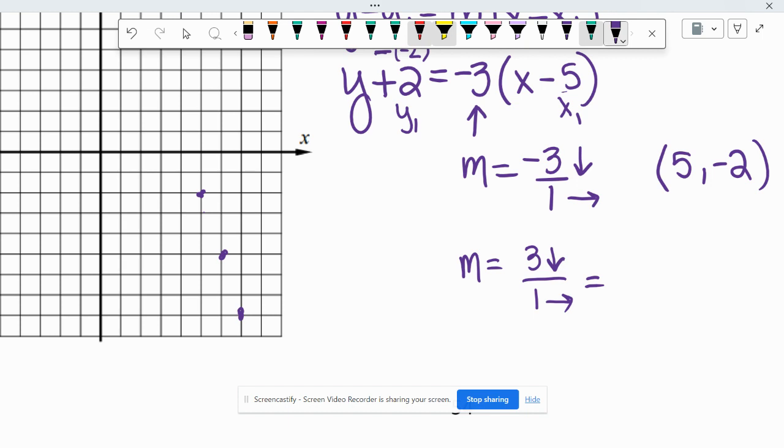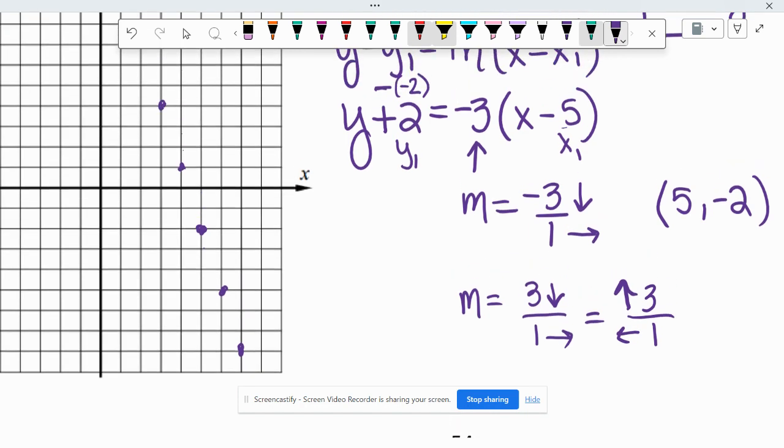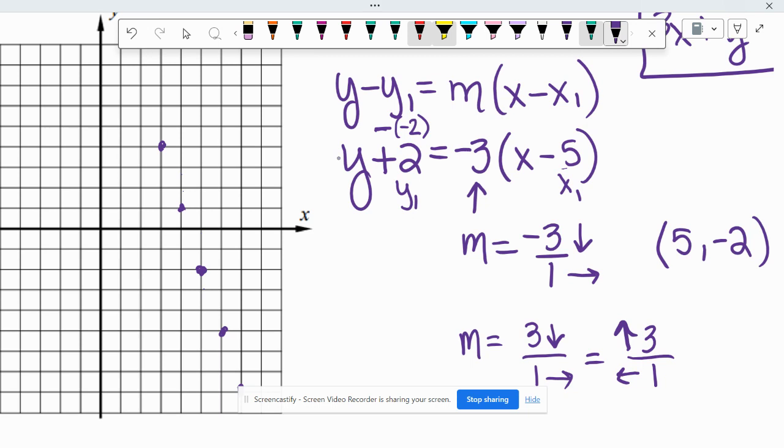So if I can't go down and to the right, what can I do? I can go up and to the left. So let's go up 3 and to the left 1 from the point that we started at, that 5, -2. Up 1, 2, 3 to the left 1. This should tell you where your y-intercept is. If your graph was big enough, you'd figure out where you're crossing your y-axis. Okay? So you can graph from point slope form. We didn't do that yesterday.